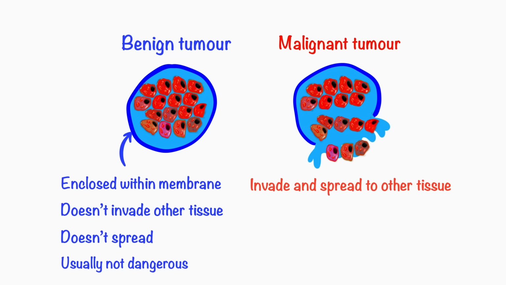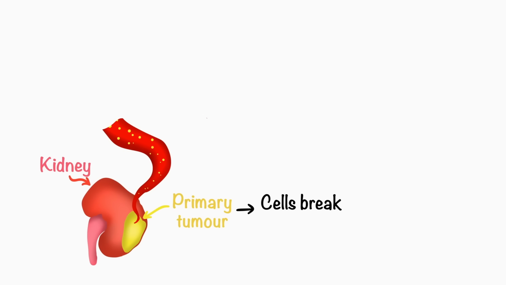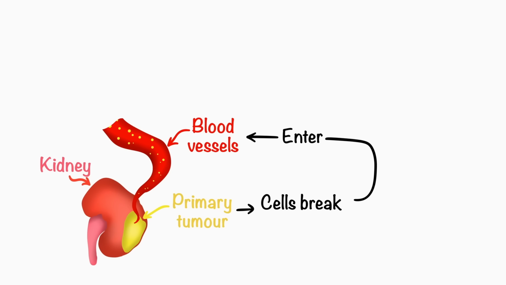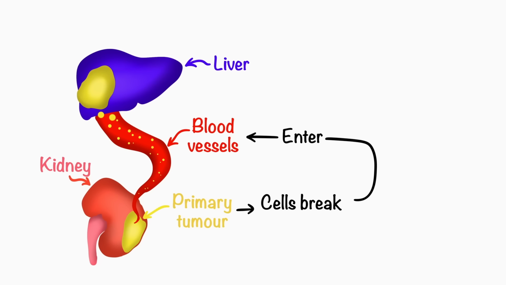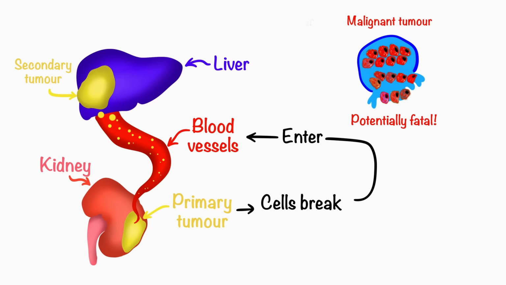Malignant tumors, however, grow and spread to neighboring healthy tissues. Cancer cells can break off and spread to other parts of the body through the bloodstream. These malignant cells then invade healthy tissues elsewhere and form secondary tumors. This ability to spread makes malignant tumors dangerous and potentially fatal.